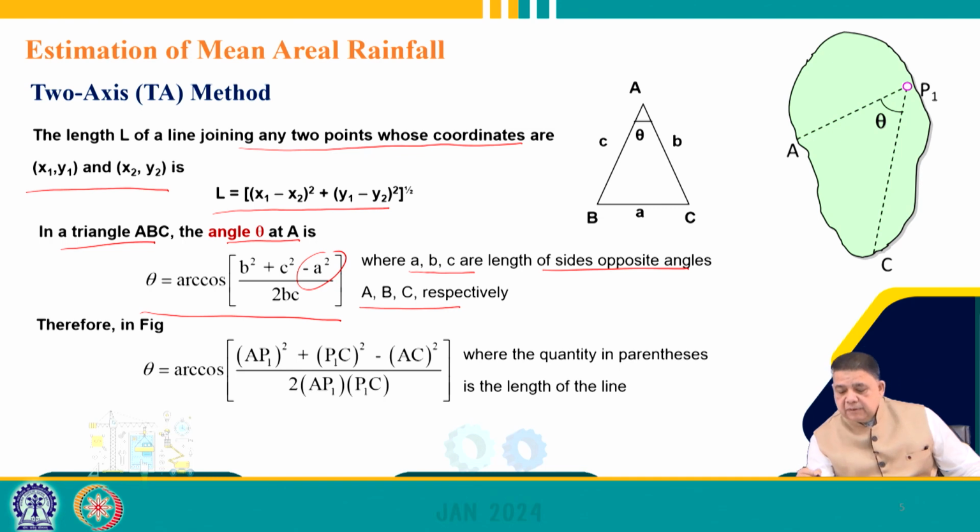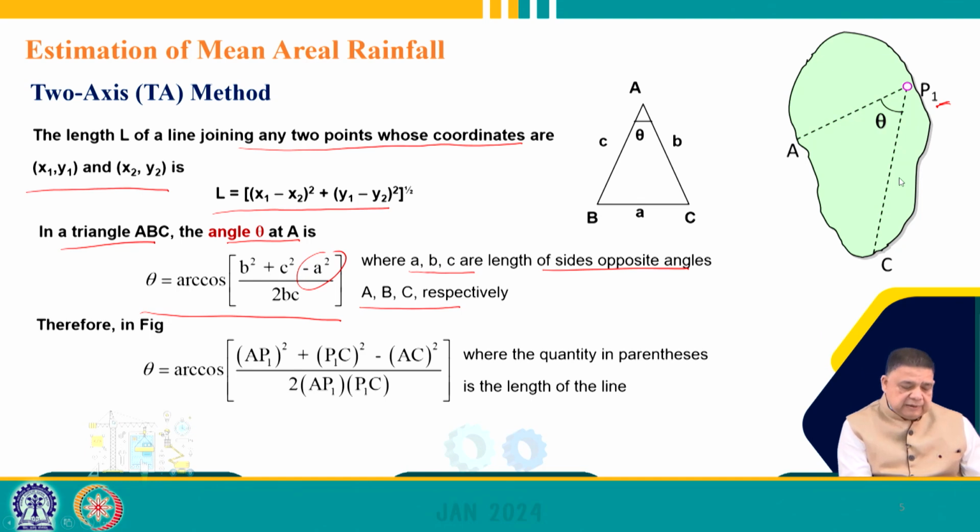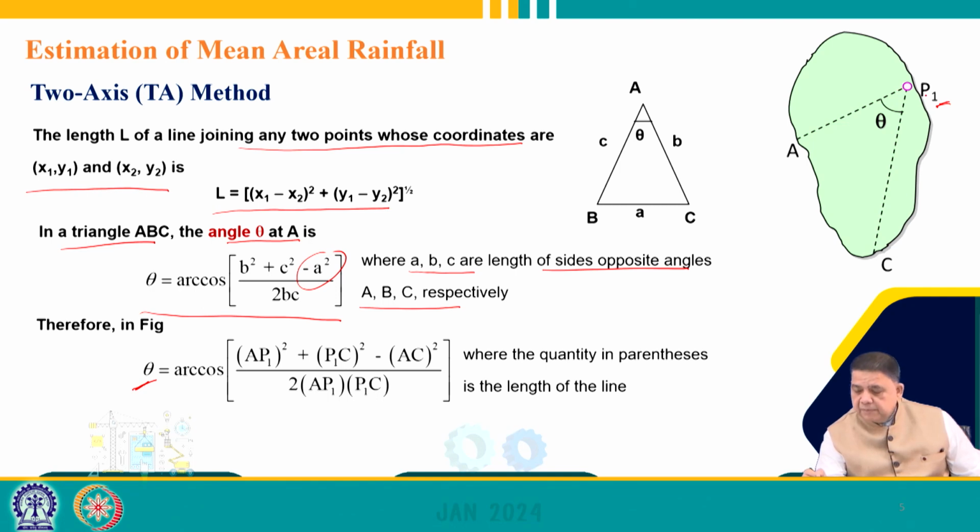Therefore, if we come back to this figure with point A, where we join P1 to A and P1 to C, we know the lengths P1A, P1C and AC, because we know the coordinates. Then this theta at P can be found out as (AP1 square plus P1C square minus AC square) divided by 2 AP1 times P1C, and the quantity in parenthesis is the length of the line, which we have already shown. AP1 is the length of the line joining these 2 points corresponding to this figure also. ABC we have already defined in this figure.